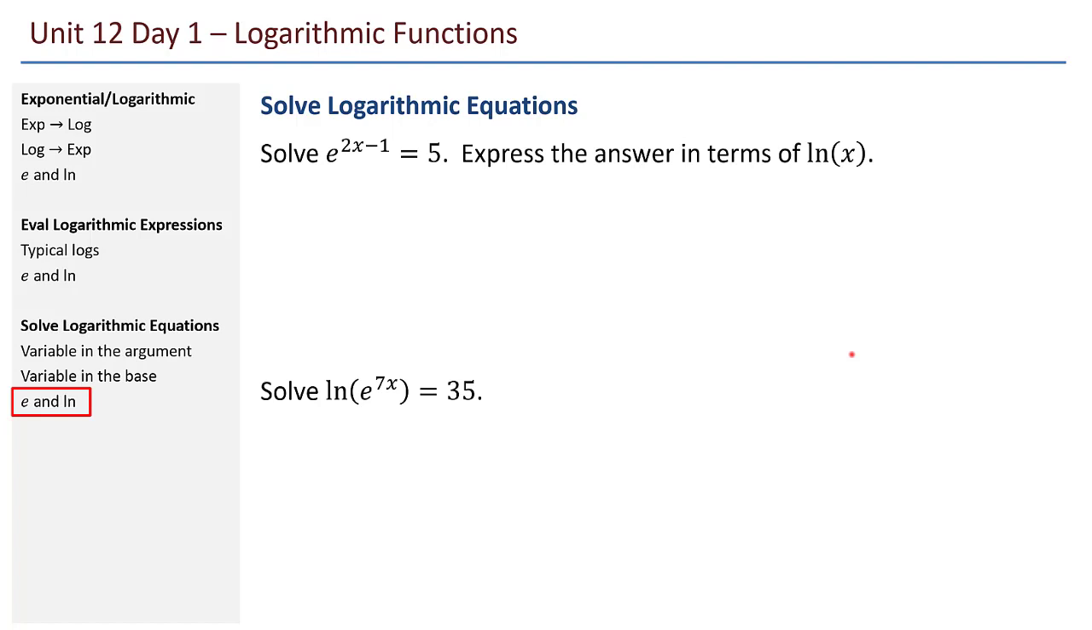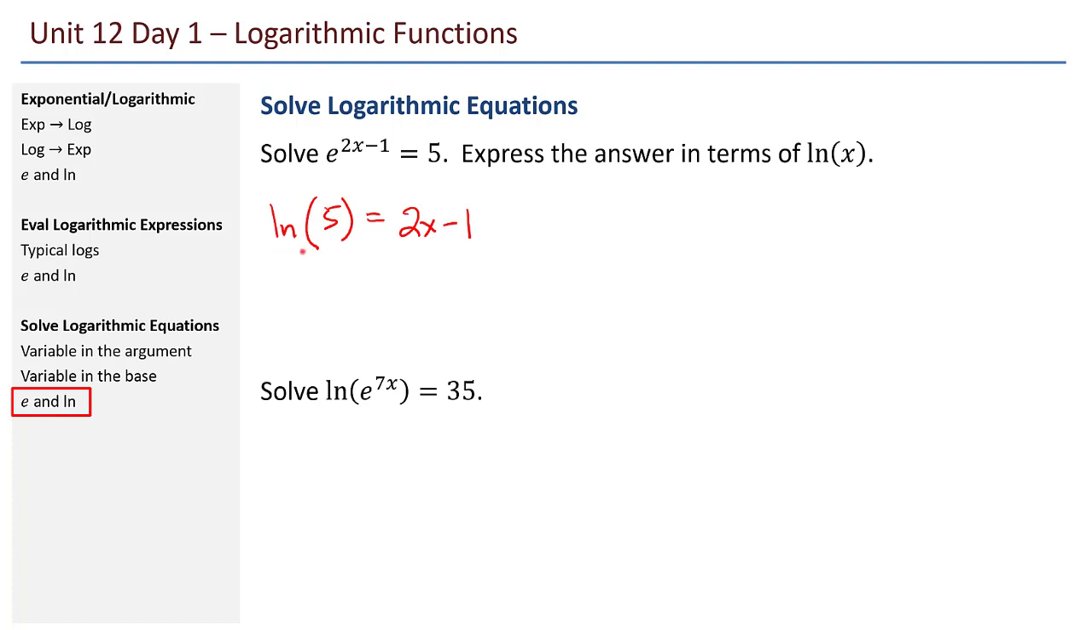All right, last idea. Let's solve some logarithmic equations that involve e and the natural log. How about this one? Solve e to the 2x minus 1 equals 5. And here's a new instruction for us. Express the answer in terms of the natural log. Well, let's see what happens. The inverse function of e to the x, the inverse function of that exponential function, is the natural log. Previously, in my original expression, 2x minus 1 was the input, and 5 is the output. So now this becomes the natural log of 5. 5 becomes the input, and 2x minus 1 is the output.